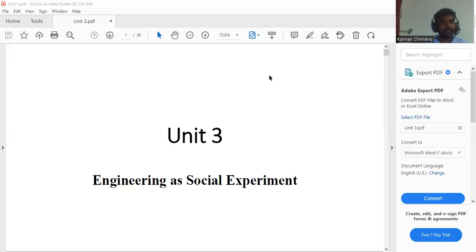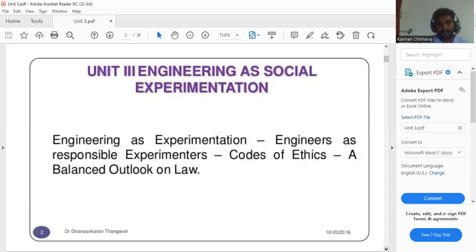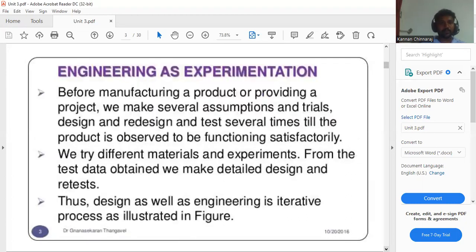Good evening all. Now we are going to discuss Unit 3 of Professional Ethics in Engineering. Our unit title is Engineering as Social Experimentation. The syllabus of the third unit is Engineering as Experimentation, Engineers as Responsible Experimenters, Code of Ethics, and a Balanced Outlook on Life. These are all the syllabus in Unit 3 of Professional Ethics in Engineering, or the Engineering as Social Experimentation unit.